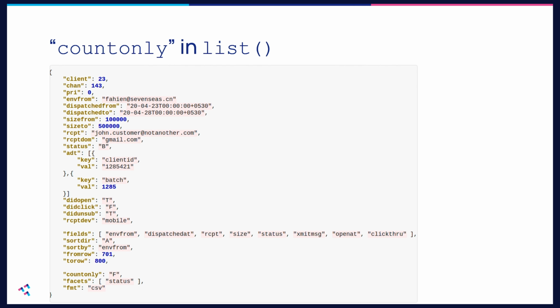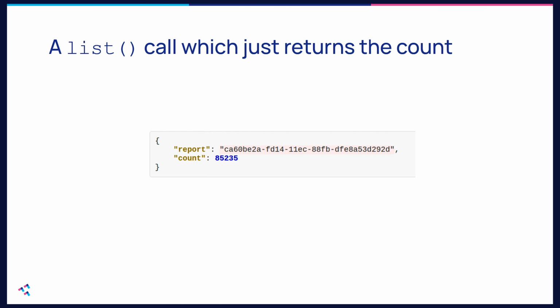Now let's look at this. In this example, there is a list call here. At the bottom you are seeing count only equals F for false. So count only is being set to false here, which means that I don't want a count, I want the actual records. But when I want only the count, I will set count only to true. And this is the field I was talking about, the count only field. It's been set to false here. Now this is an example of a response that comes when the count only has been set to true.